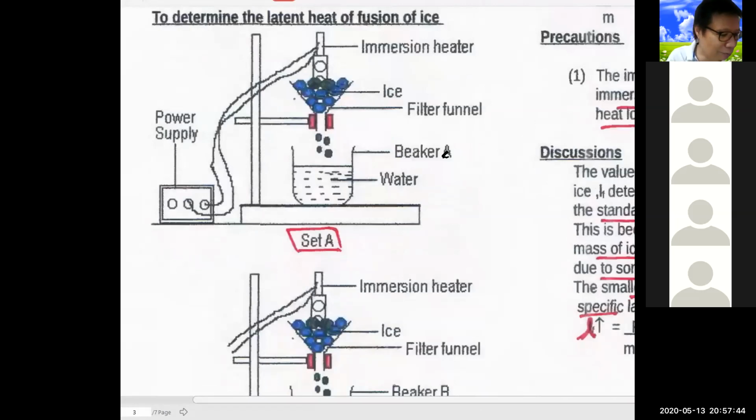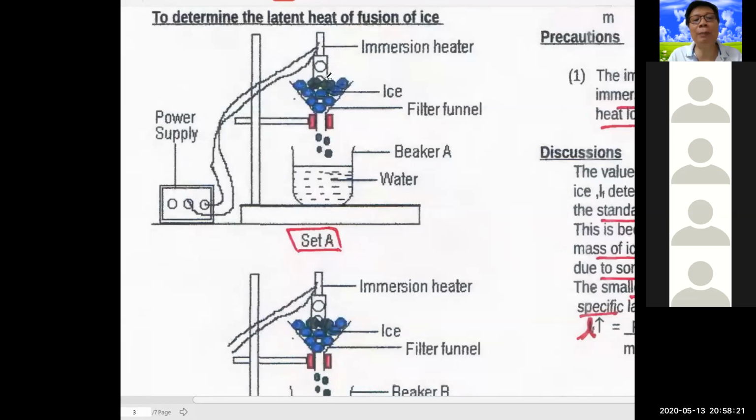Kian Leong, any idea? The position of the heater. Put it inside the water? Put it here? The position I think is okay. Chao Xiang? It's something to do with the heater. Kian Leong said it half correct already. So what is the mistake with the heater? It needs to be immersed, is it? Yes, correct. It needs to be fully covered by the ice.